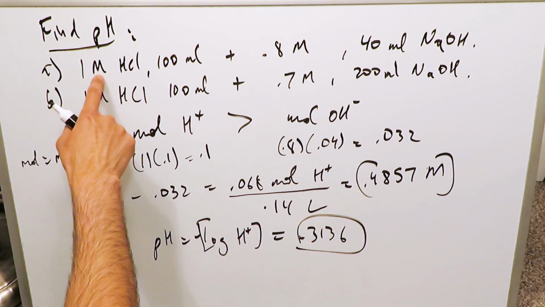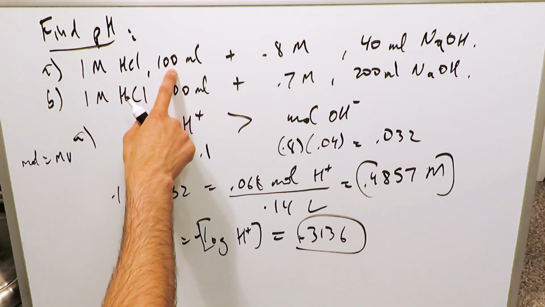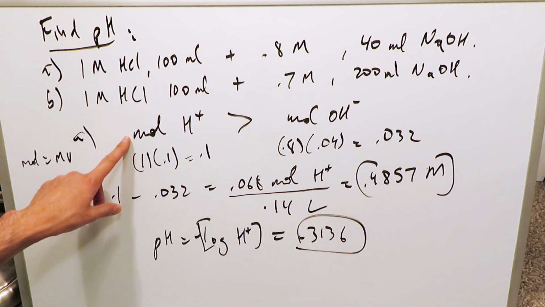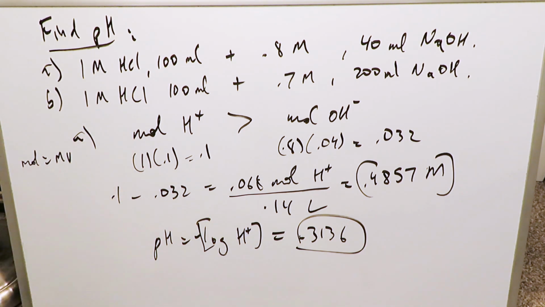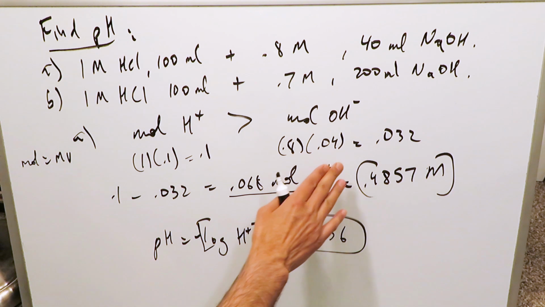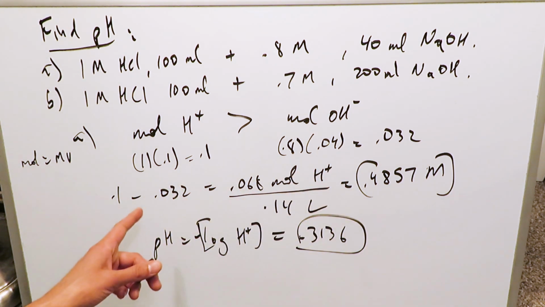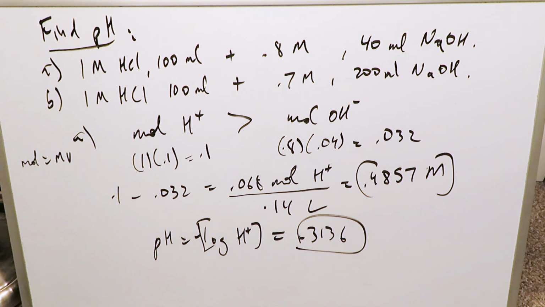In a system of 1 molar HCl, 100 milliliters of strong acid, reacting with 0.8 molar, 40 ml of sodium hydroxide, because the strong acid is in very much excess, it will determine the pH and it's going to be very acidic, very close to zero. But you can see the entire base is used to neutralize the strong acid to the greatest extent. The remaining amount of strong acid will determine the pH.